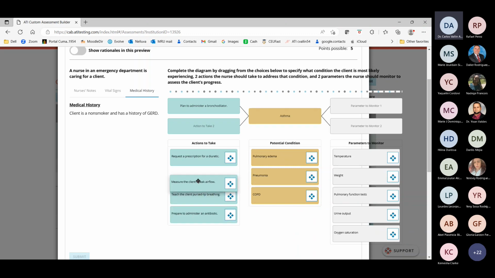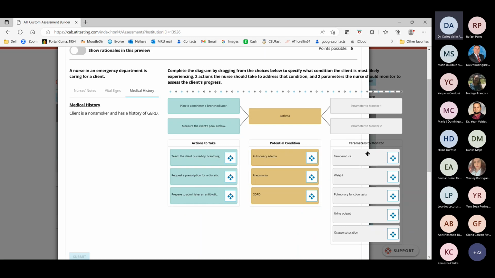Okay, what do you think is better? The peak flow or teaching personal respiration to this client? The peak flow, because it's going to give me the severity of the asthma. This is the adequate one. The personal respiration is more for patients with COPD.